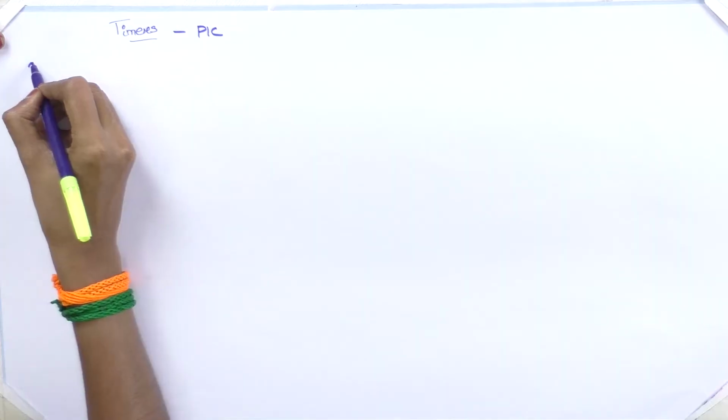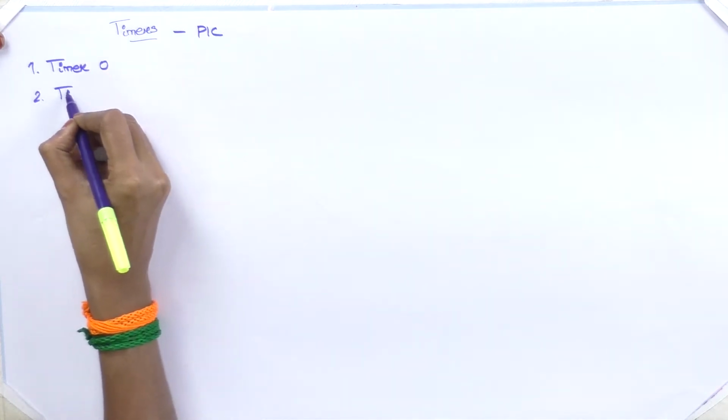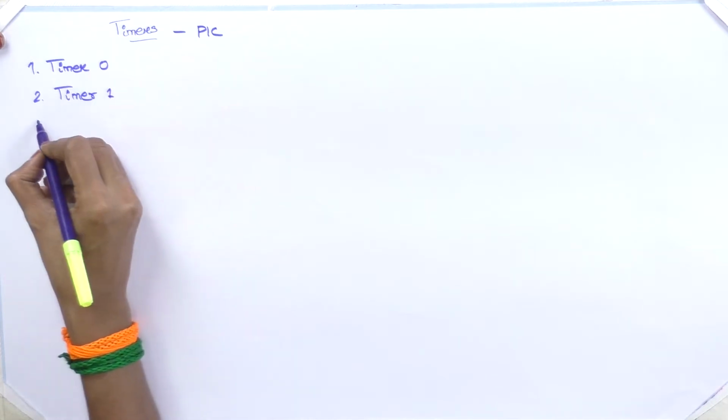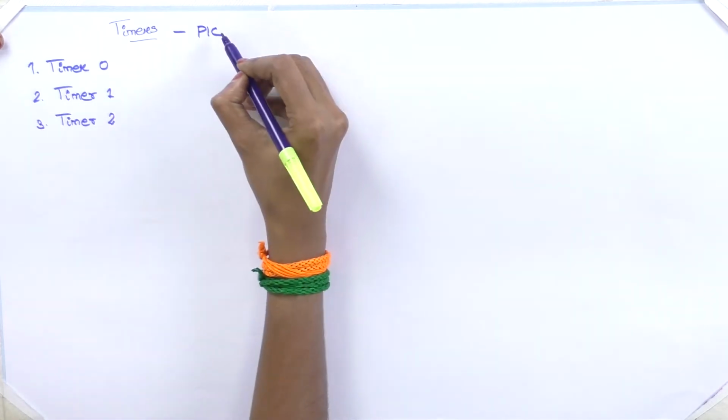In general, most of the PIC families will have only 3 timers. Advanced PIC families will have 5 timers, and basic PIC families will have 3 timers. We will discuss the 3 timers in this video lecture. We are not going to discuss a particular timer of a particular family. Generally in PIC microcontroller there are 3 timers: timer 0, timer 1, and timer 2.